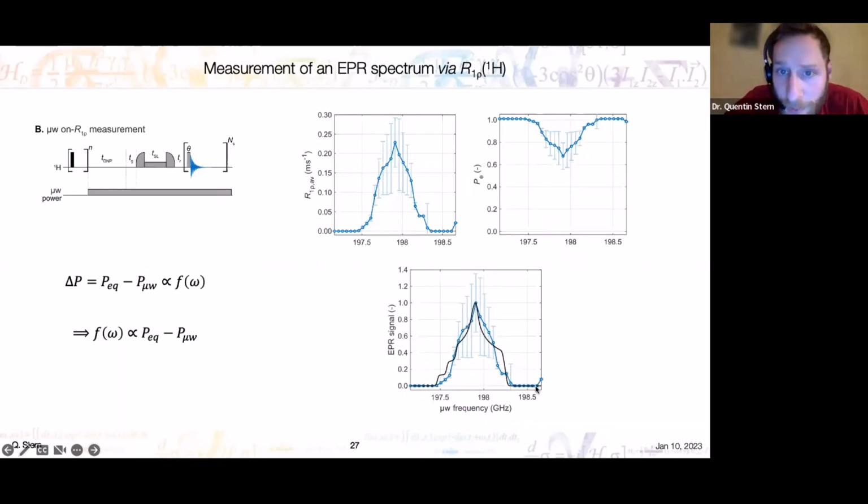This is the blue one. And I compare it with an easy spin simulation of the powder spectrum. You can see that the fit is not perfect. I mean, it's not a fit, but the comparison is not perfect. So this method gives you a rough EPR spectrum, but of course it's not yet perfect.